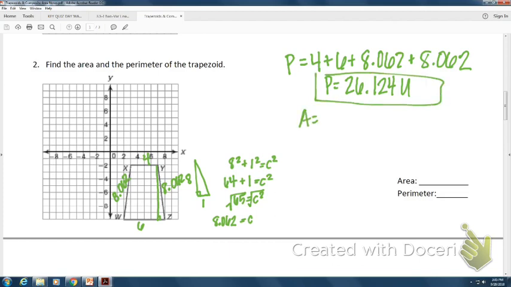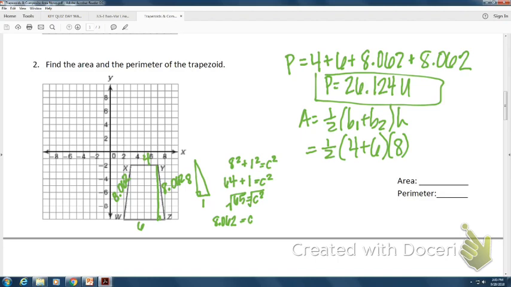Okay, area, we have 1/2 base 1 plus base 2 times height. What are our bases? 4 plus 6. What's our height? Very good. Your legs are not your height. Your height is an altitude, which means it's what? It's perpendicular to the bottom. So a perpendicular height.